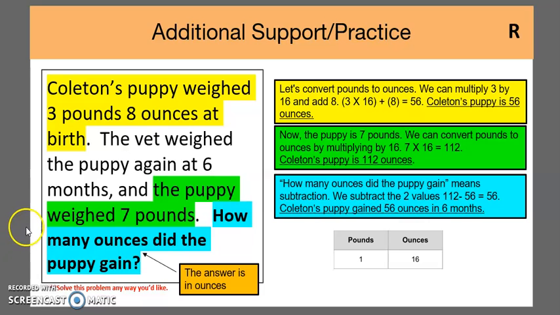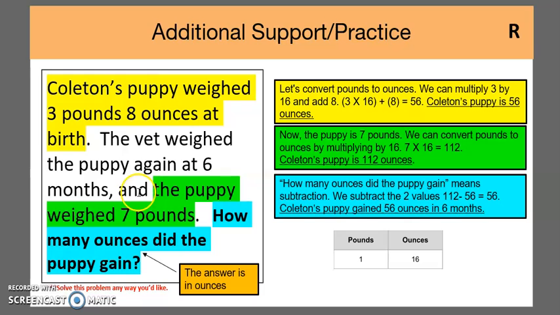Okay, so when we're looking at this problem, there's a lot of important information, but what I did was highlight important information that's relevant to getting us the answer of this math word problem. The first thing we notice is Colton's puppy weighs 3 pounds 8 ounces. We have pounds and ounces, so what we can do is convert pounds into ounces, and we're going to multiply 3 by 16. The 8 is already in ounces, so we don't have to do anything there. So here we could do 3 times 16 plus 8 gives us 56. So at birth, Colton's puppy is 56 ounces.